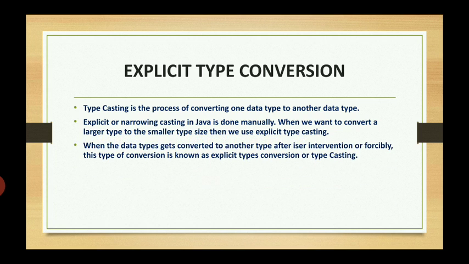Now when the data type gets converted to another type after user intervention or forcibly, then this type of conversion is known as explicit type conversion or typecasting. So the other name for explicit is typecasting. So if you're asked what is typecasting, then that means it is asking you what is explicit type conversion. Explicit type conversion is generally done manually, and that too forcefully by the user. And when I want to convert a bigger or larger data type into smaller data type.